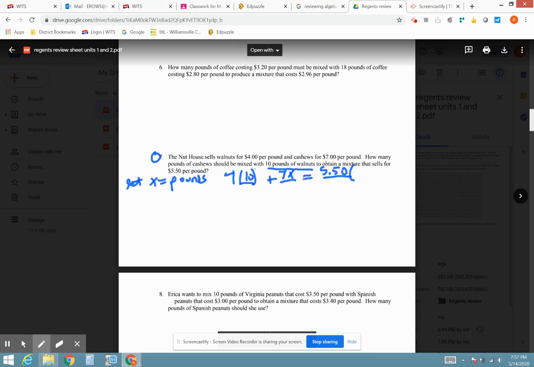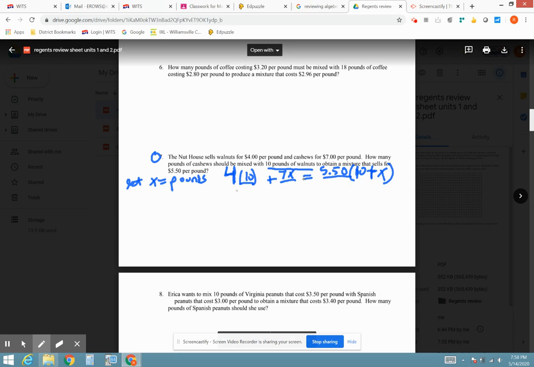Well, think about that. If I'm going to mix cashews and walnuts together, wouldn't I have both types of nuts? So wouldn't I need all of my cashews and all of my walnuts? Yeah, I would. So I know that I'm buying 10 pounds of walnuts. I do not know how many pounds of cashews I'm buying, but it's going to be 10 pounds of walnuts plus x pounds of cashews, and I want it to cost me $5.50 per pound, however many pounds this ends up being.